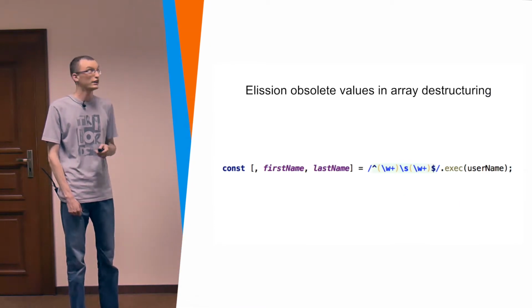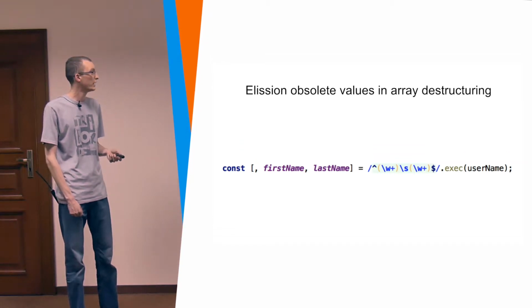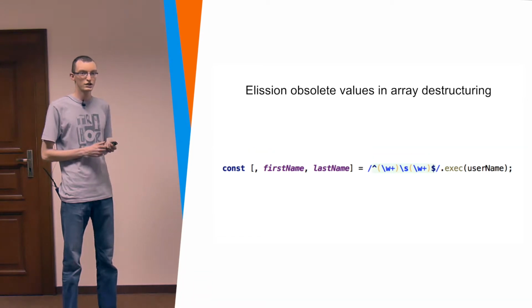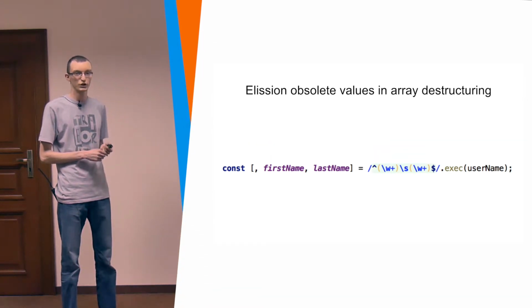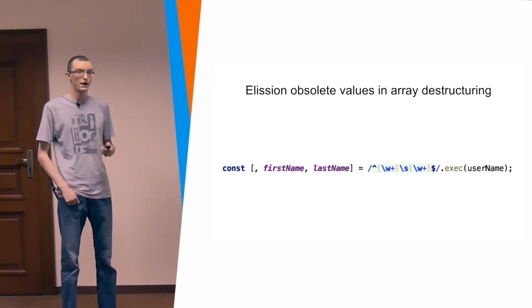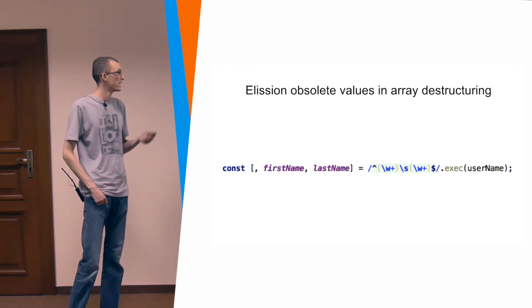One of which is elision, or omitting. If we have a function call which returns some data for us, we can skip some of them which we do not need. In this case, we do not need the whole match. We just get the first and last name we need.